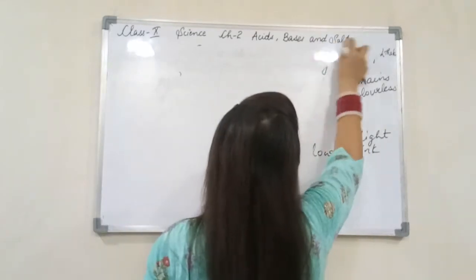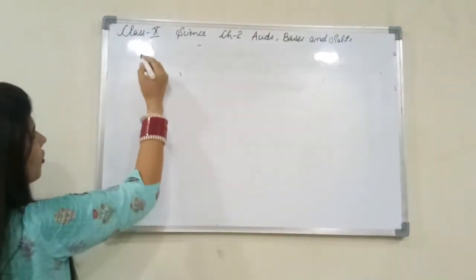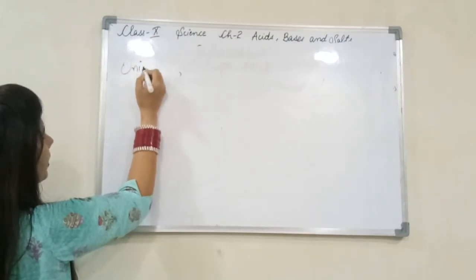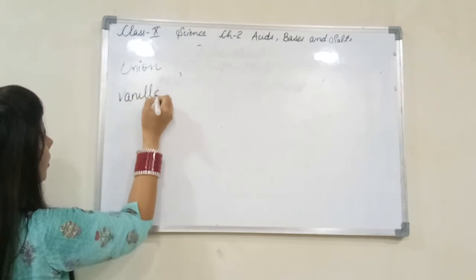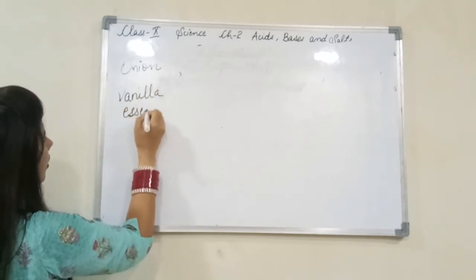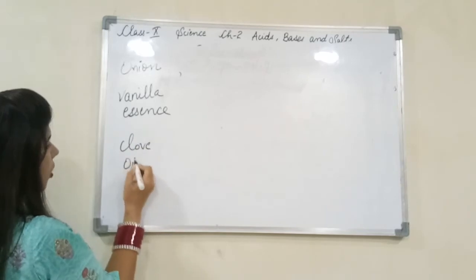So in this case, we will be taking olfactory indicators in next activity. You know this thing, there are 3 olfactory indicators. We have got onion, we have got vanilla essence, and you have got clove oil. Clove, you know, it is long, okay?